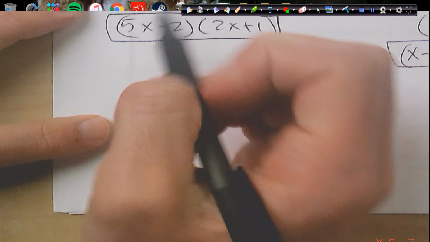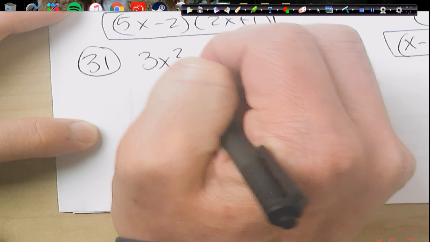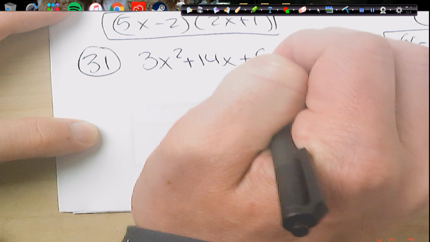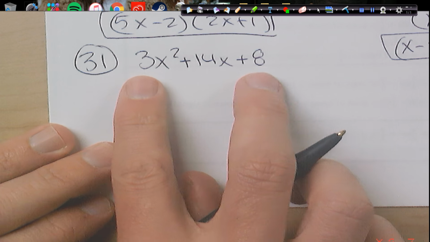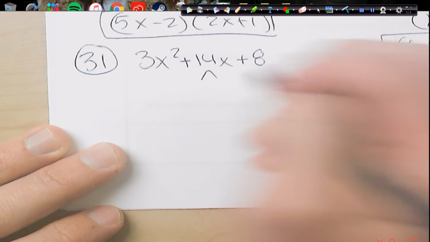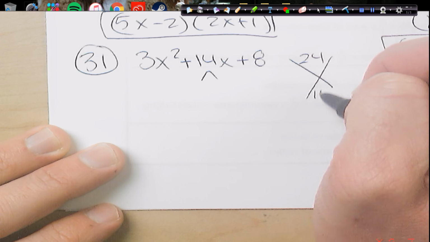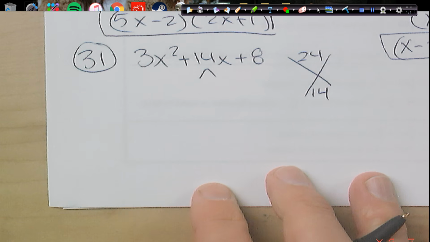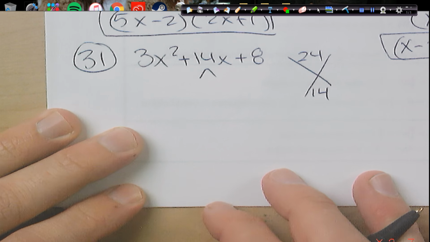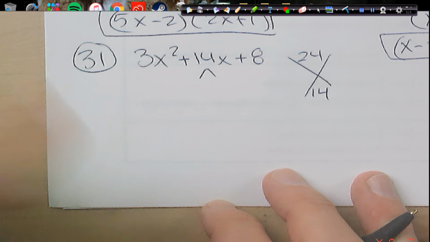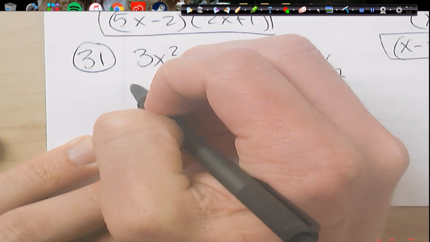And 31. We get 3x squared plus 14x plus 8. Again, we're going to be caught here in a split the middle term situation. So we're going to do 3 times 8 to give us 24 and 14. And we got to ask ourselves what two numbers multiply to give me 24 and add to give me 14. That'd be 2 and 12. 12 is going to go better with 3.